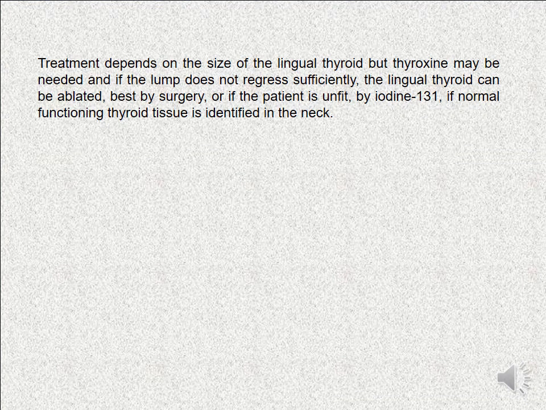Treatment depends on the size of the lingual thyroid, but thyroxine may be needed, and if the lump does not regress sufficiently, the lingual thyroid can be ablated by surgery, or by iodine 131 if the patient is unfit, if normally functioning thyroid tissue is identified in the neck. It is treated with thyroxine hormone, or by a surgical operation, or by a radioactive substance.